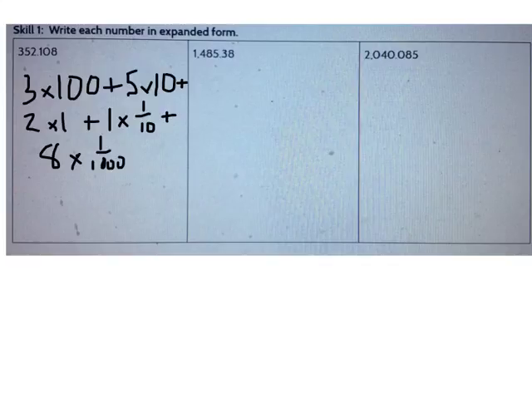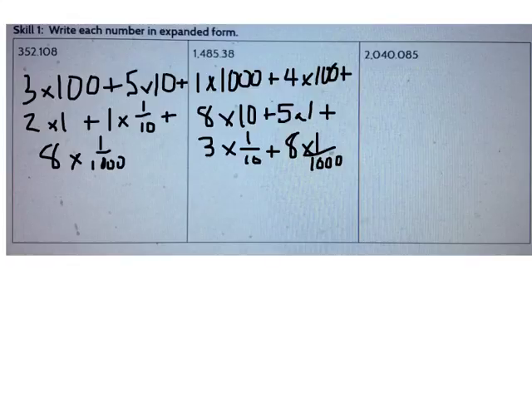Now you try. Write 1,485 and 38 hundredths in expanded form. Go ahead and try that now. The correct answer is 1 times 1,000 plus 4 times 100 plus 8 times 10 plus 5 times 1 plus 3 times 1/10 plus 8 times 1 over 100.